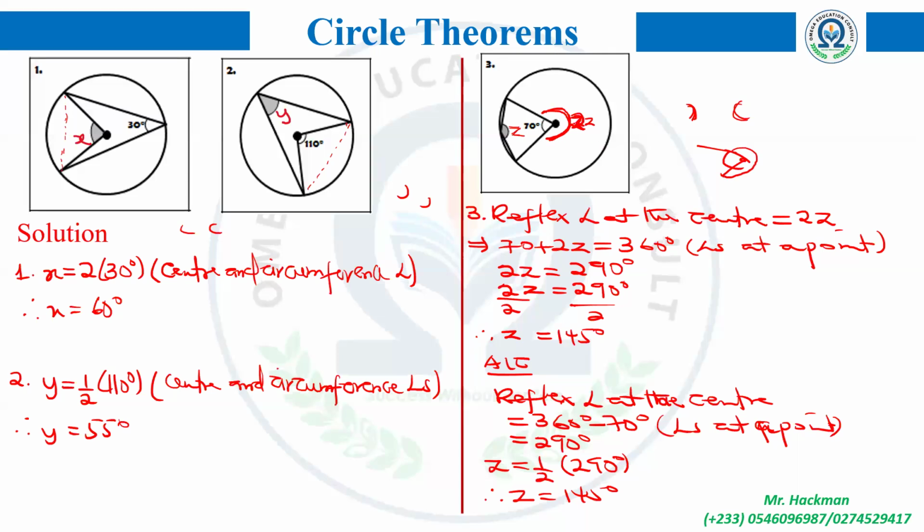If you look at the direction of this one and the direction of this one, they are in the same direction. So it means it is this angle and this angle that are directly related.